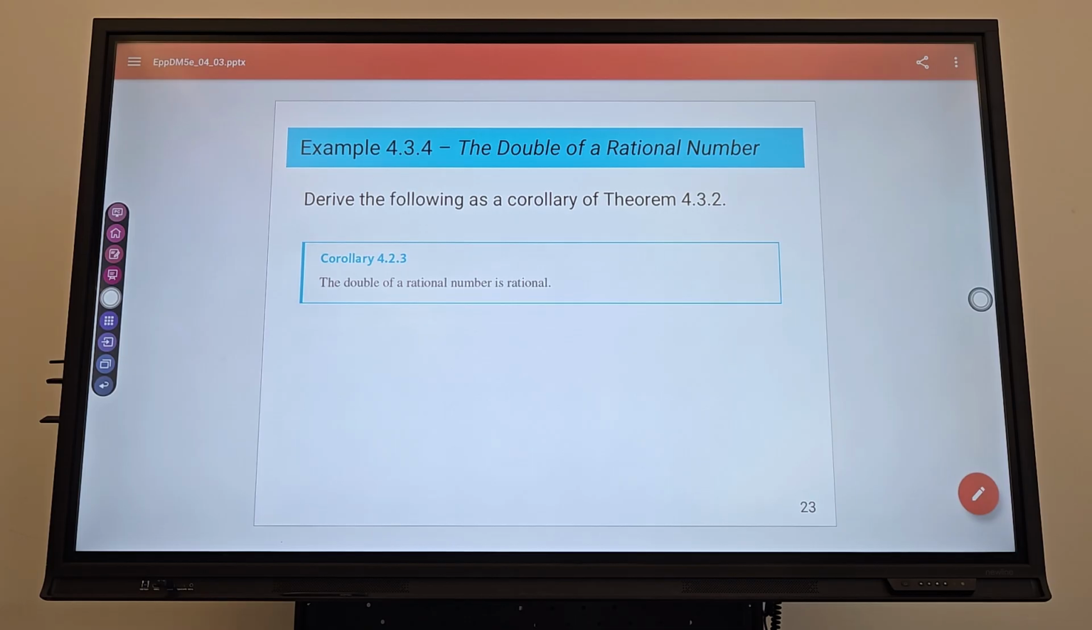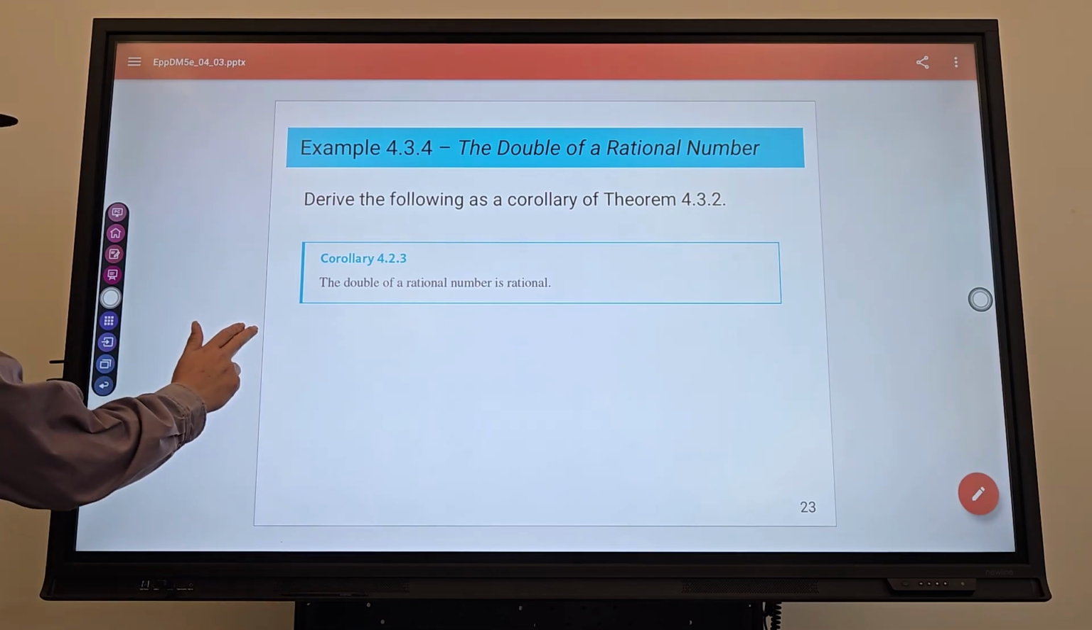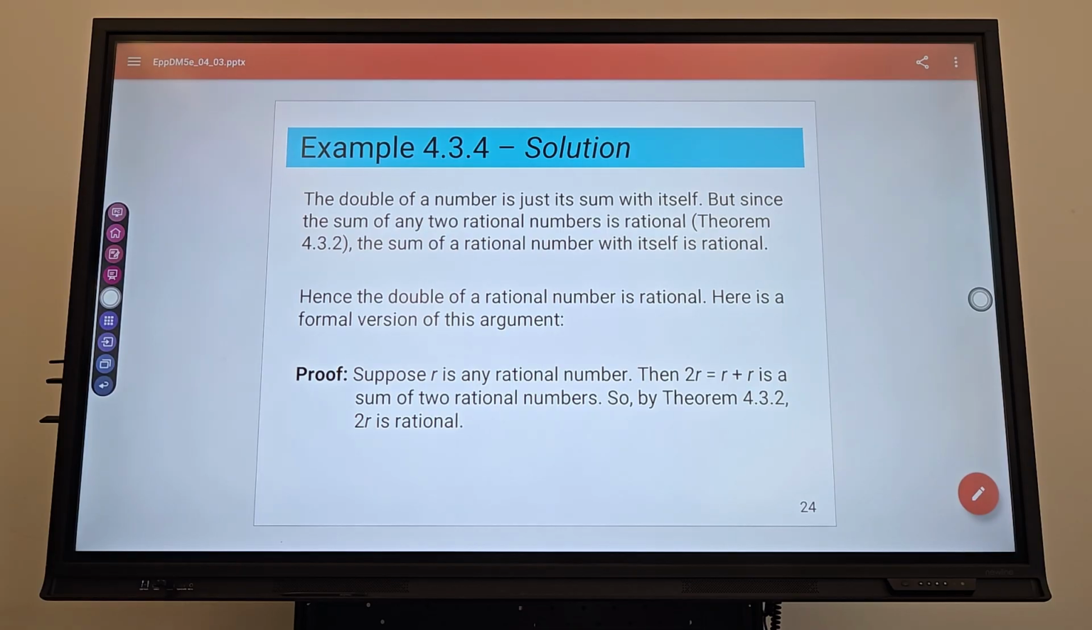Derive the following as a corollary of theorem 432: the double of any rational number is rational. Well, the double of a number is just its sum with itself. Since the sum of any two rational numbers is rational, theorem 432, the sum of a rational number with itself is rational. Hence, the double of a rational number is rational.